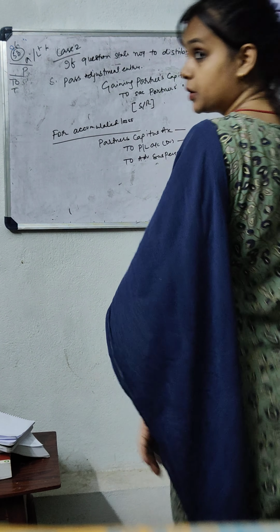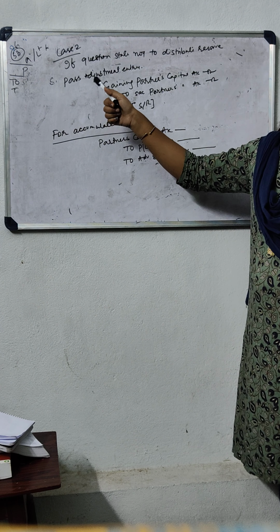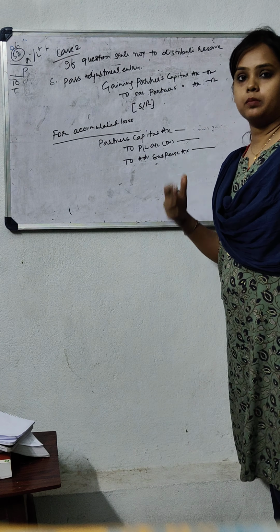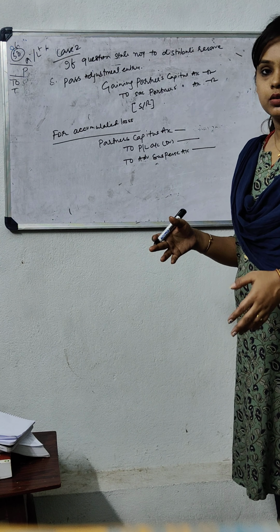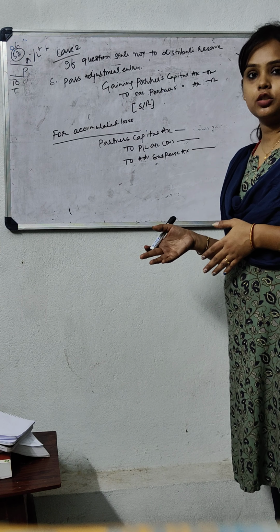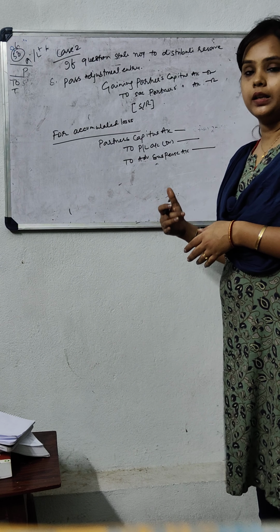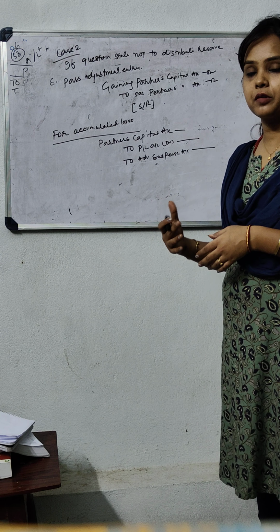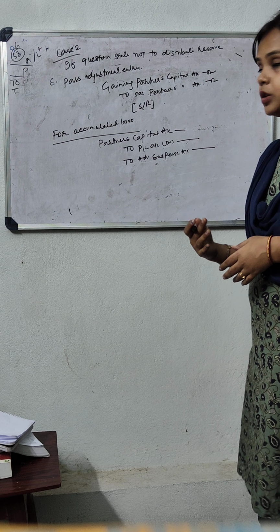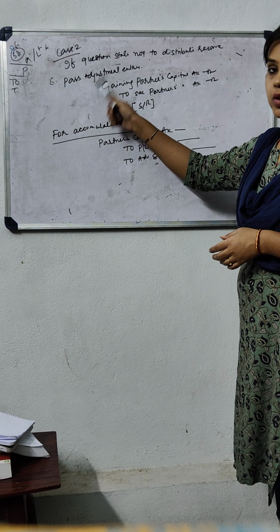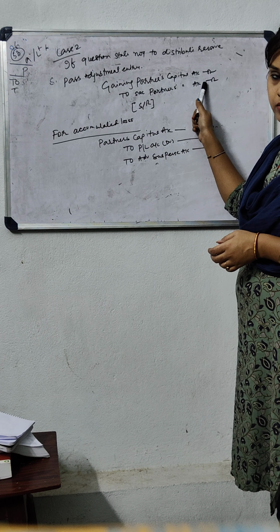What is case number 2? If the question states not to distribute the reserve, because one partner is gaining so much and the other partner is sacrificing. If in the old ratio the reserve would be divided equally, and in the new ratio one partner will suffer a loss and one partner will gain, in that case what will we do? We will pass an adjustment entry, gaining partner's capital account to sacrificing partner's account.